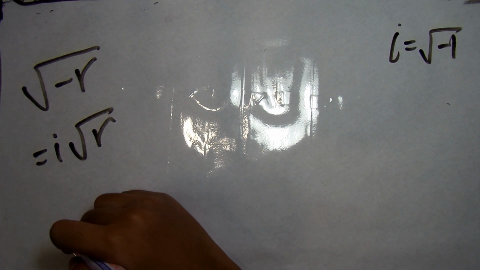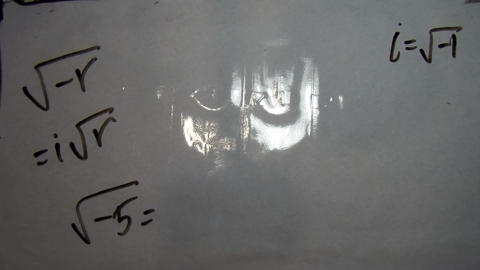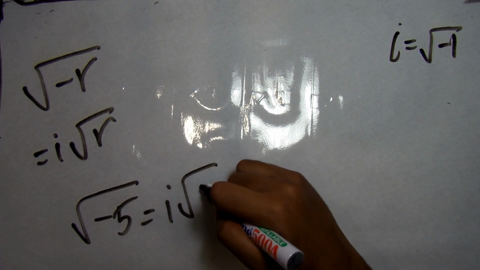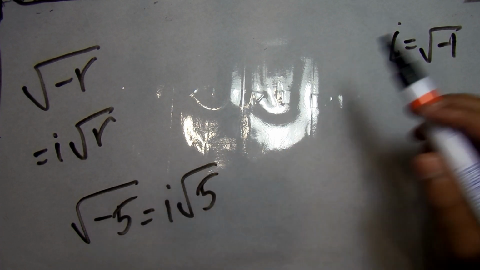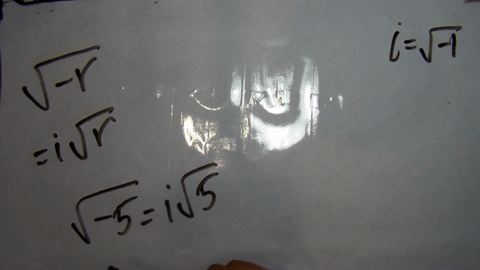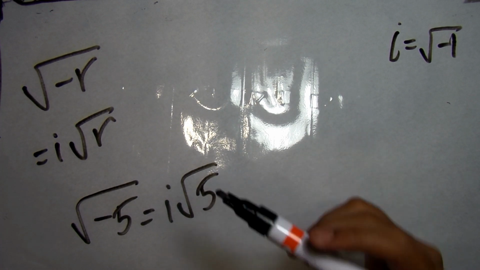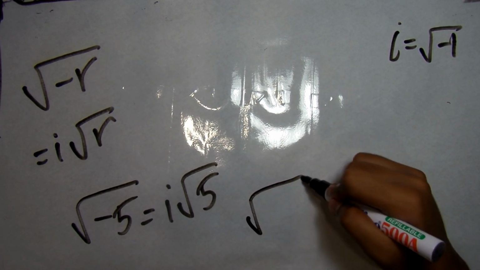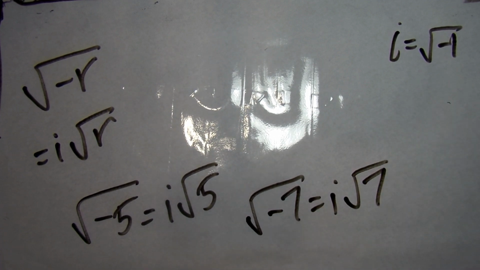For example, the square root of negative 5, which will be undefined in the real number line, is actually equal to i root 5, because i is root negative 1. So what we are left with inside the square root is essentially 5. And the square root of negative 7 is obviously i root 7. So the i represents the negative part of the integer, and we bring it outside.